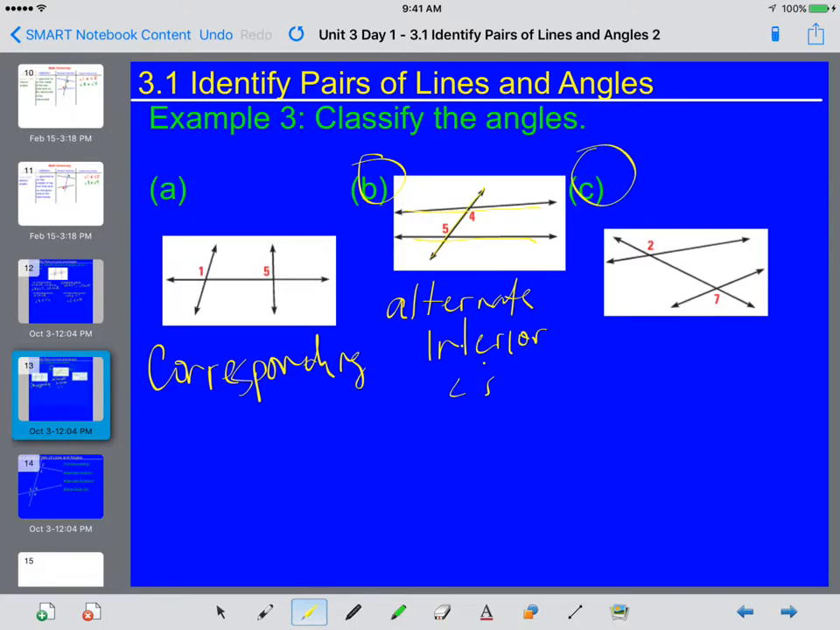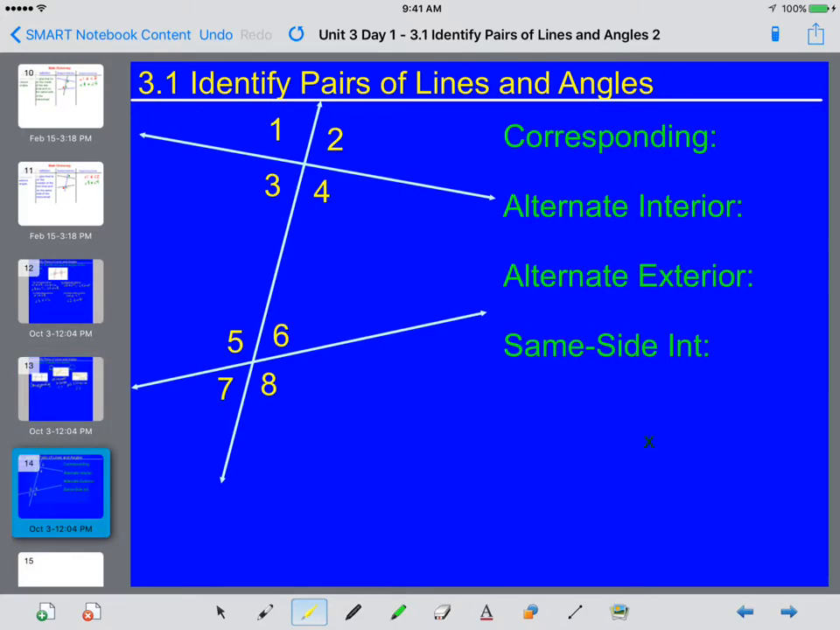C. Here's my two lines. Looks like these are 2 and 7 are exterior angles. Are they on the same side of the transversal? Nope, they're on opposite. So this would be my alternate exterior angles. If you would like, see if you can list all the pairs of angles that you see here. Check it with Mr. Ryan to see if you have them correct.